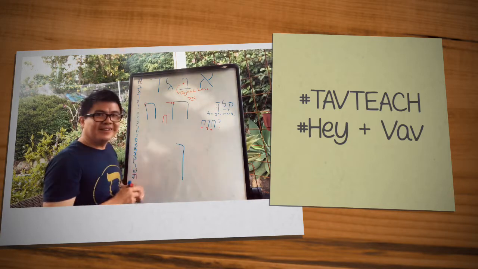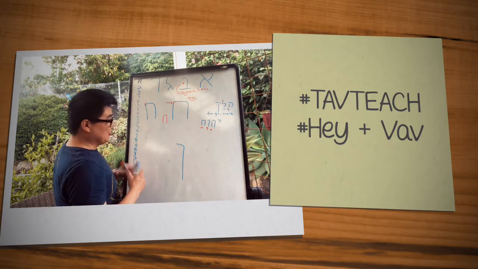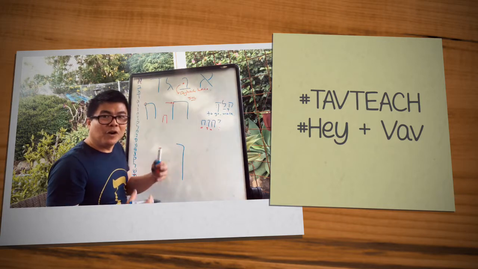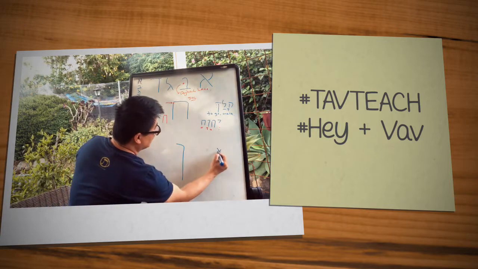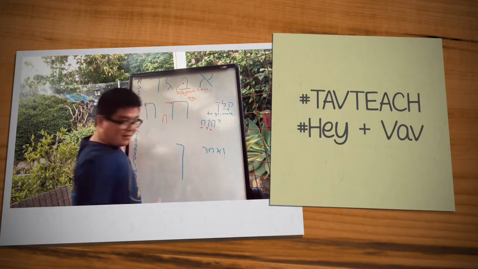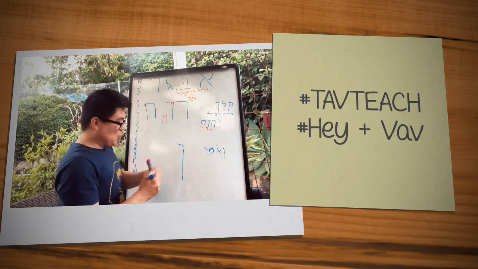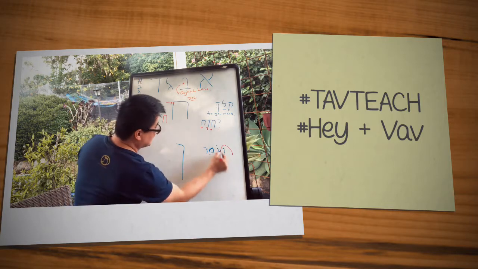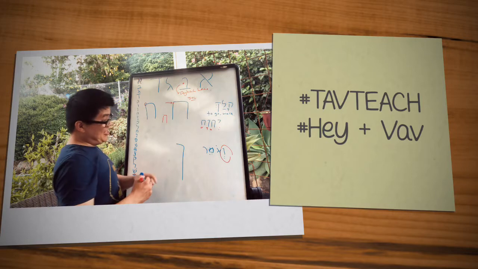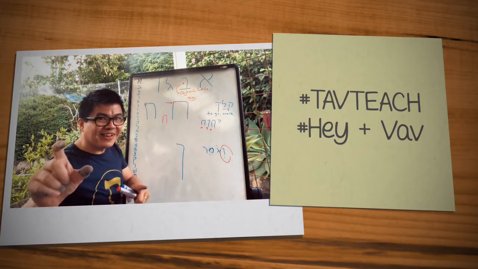Yud, Hey, Vav, Hey. Quickly, number 6 is Vav. Usually Vav is used in a verb. For example, when you say Amar, and you use a Vayomer. Vayomer means and he said. So the function of Vav usually is as a connector for verbs. In English, and he said, Vayomer. Isn't that interesting?